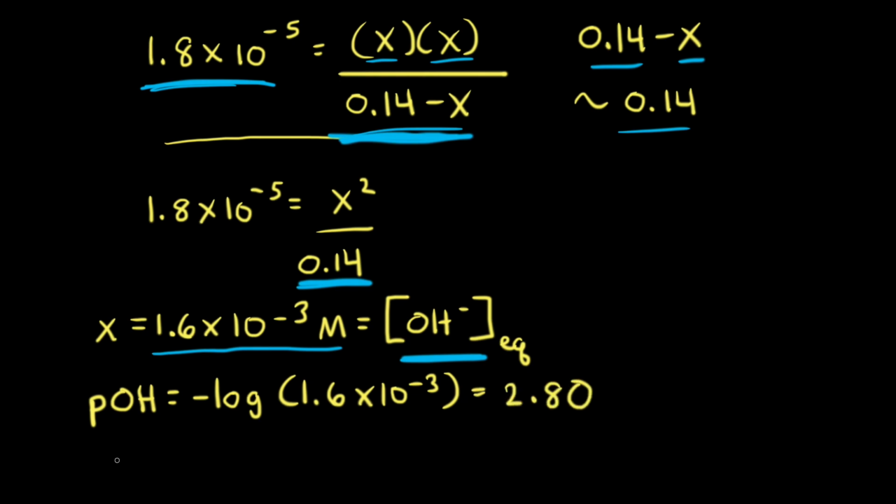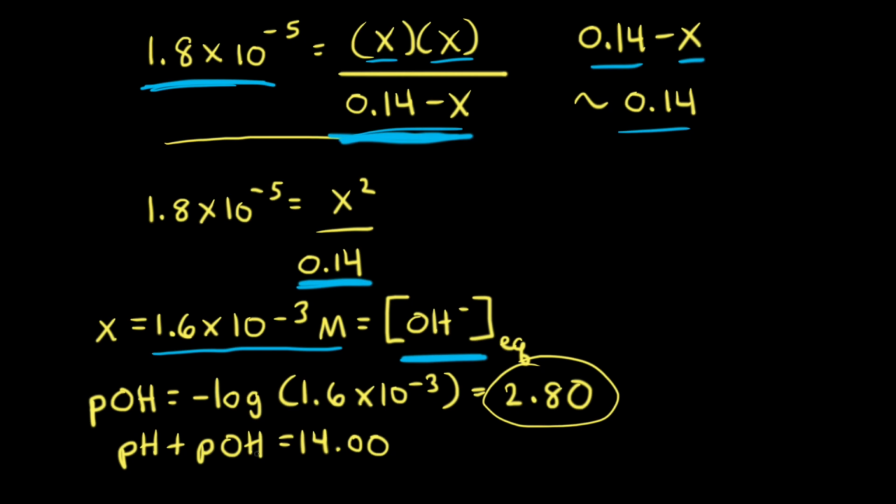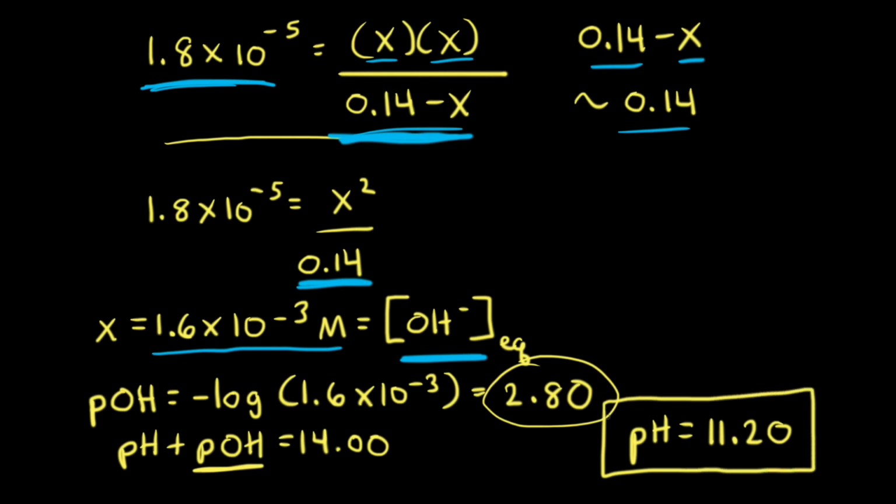2.80. And at 25 degrees Celsius, the pH plus the pOH is equal to 14.00. So we could plug in the pOH into our equation and solve for the pH, and we would find the pH of our solution is equal to 11.20. And this makes sense because we have a basic solution, so the pH should be greater than 7.